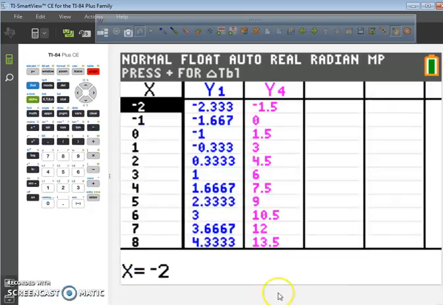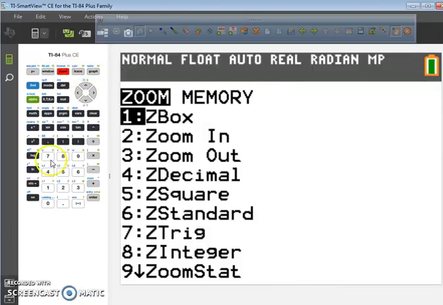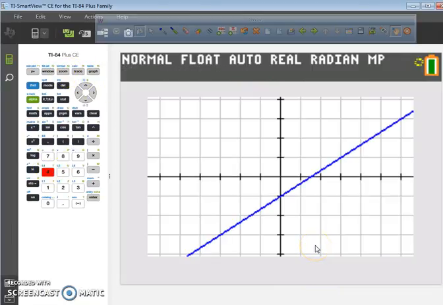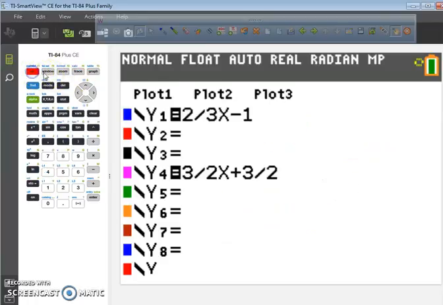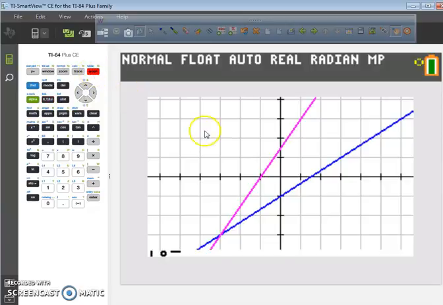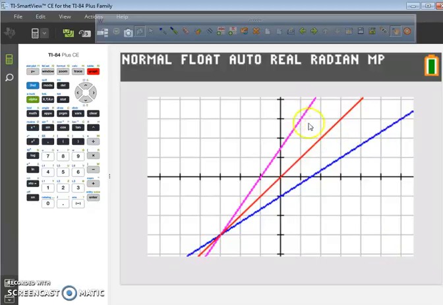So what I want you to do now, I want you to hit zoom forward. These cross each other. But before you guys go, I want you to hit y equals, and I want you to type in y equals x. And hit graph. Do you guys see how these functions reflect across y equals x?